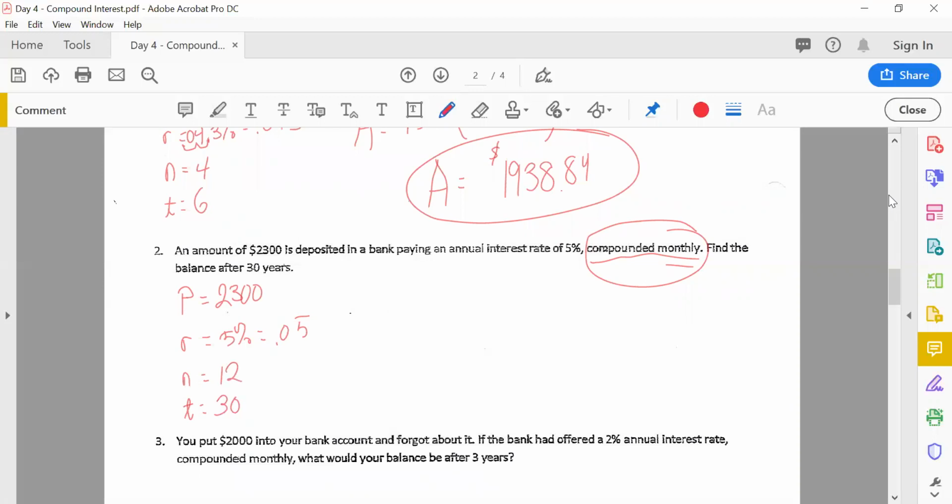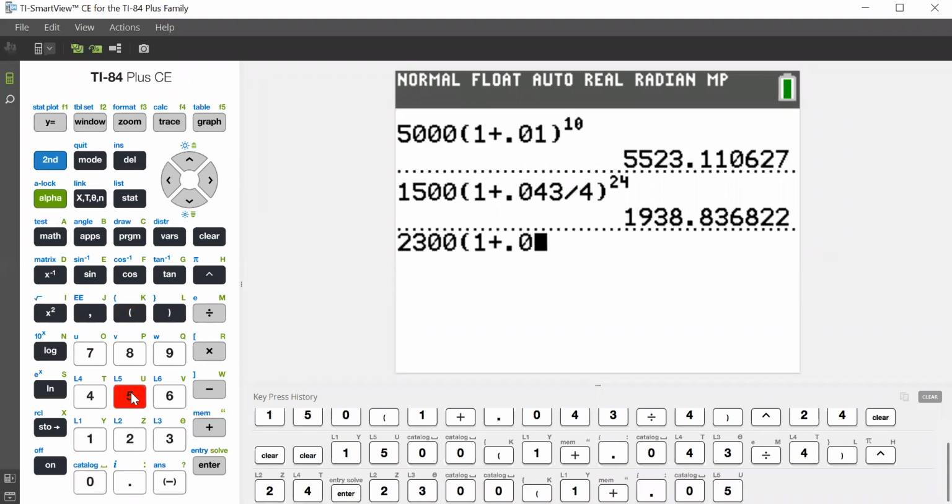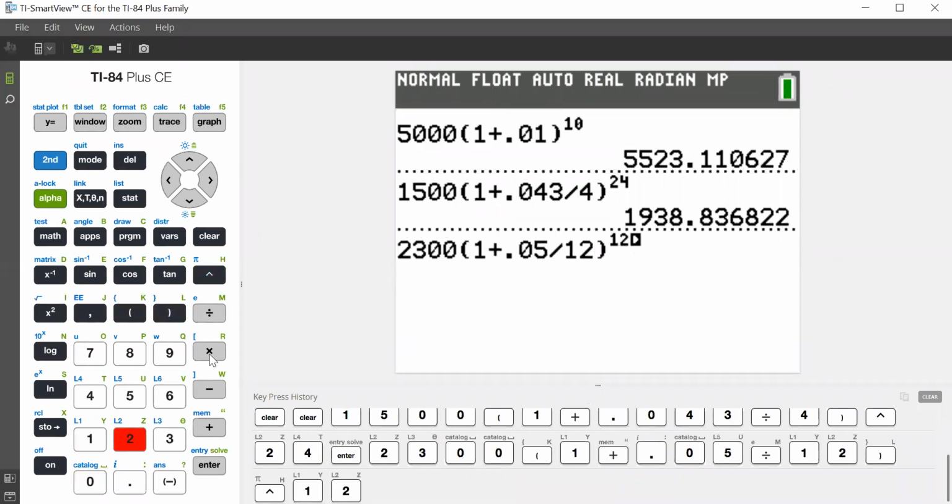Oh, we're going to make some money here. All right, so the accumulated amount after 30 years is $2,300 times 1 plus the interest rate, 0.05, divided by N, which is 12, to the 12 times 30 power. If you want, you can keep 12 times 30 just the way it is and do it on the calculator. So 2,300, 1 plus 0.05 divided by 12. Close the parenthesis to the power of 12 times 30.